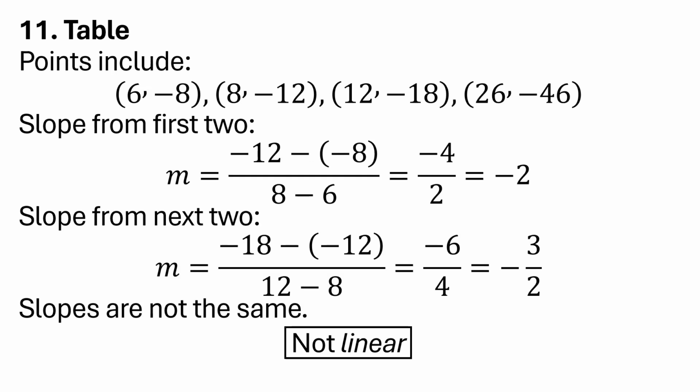To be linear, the slope must stay constant. The first slope is negative 2, but the next slope is negative 3/2. Since the slopes are different, the table does not represent a linear function.